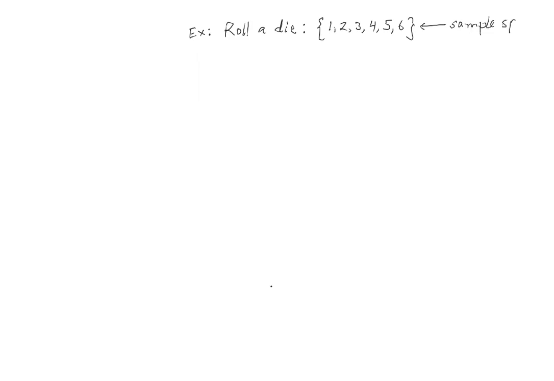Sample space. And remember, sample space is the collection of all simple events. And also remember that a simple event is an event that can happen only in one way, okay? A simple event is an event that can happen only in one way.